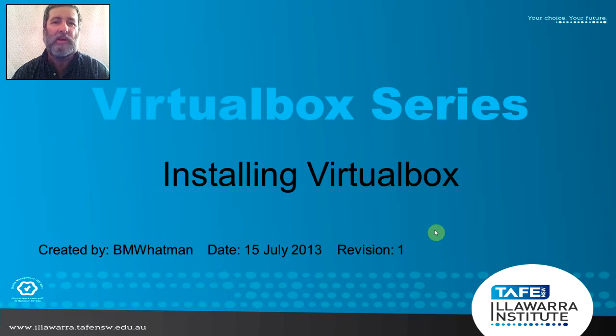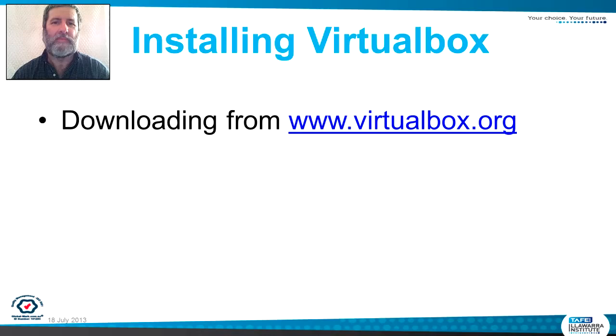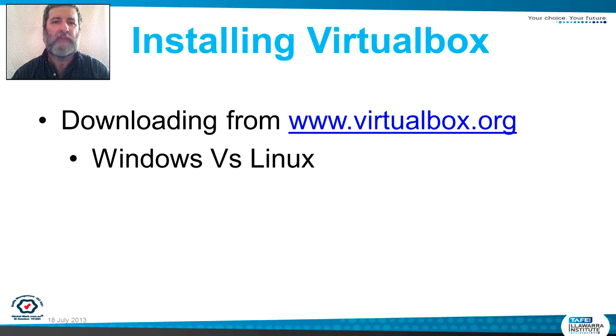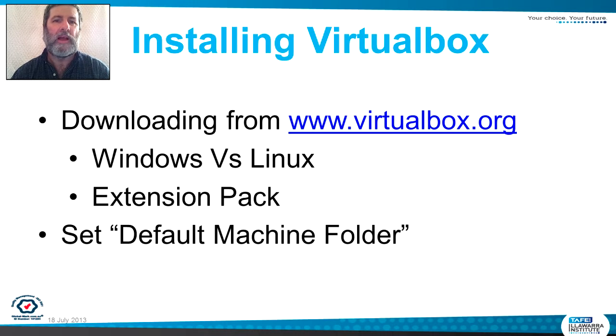Welcome to this series of videos on Virtualbox. This video is on installing Virtualbox. First of all, we're going to download Virtualbox from the website virtualbox.org. After that, we'll look at the differences between Virtualbox, Windows and Linux. We'll then look at the extension pack and the features that it will install inside Virtualbox, no matter which version you use. Last but not least, we'll look at how to set the default machine folder. This is the place where your virtual machines will reside. Let's get started.